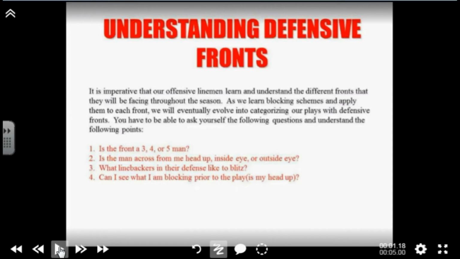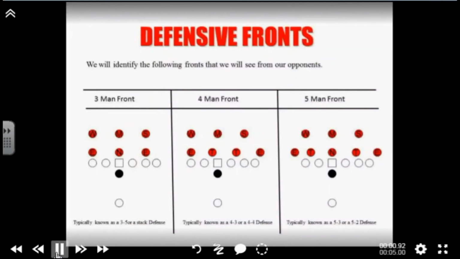Can I see what I'm blocking prior to the play? Is my head up? If the head isn't up, then they're probably not going to see what's going on, and that creates an issue for your linemen. So they need to be able to see those things as they go through the progression of each play. So we just talk about front identification.